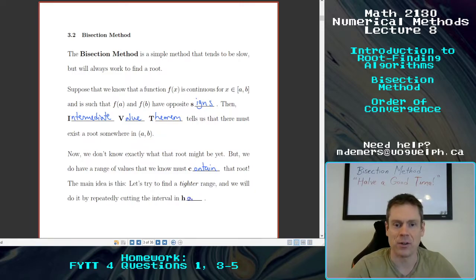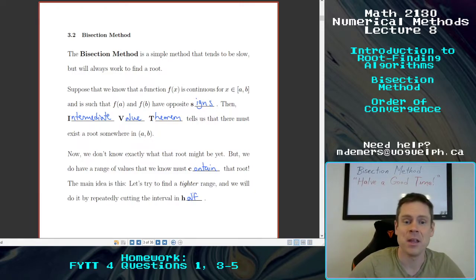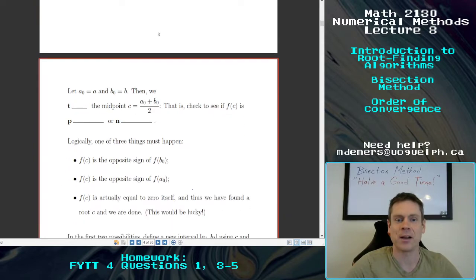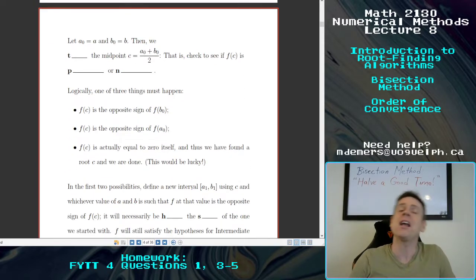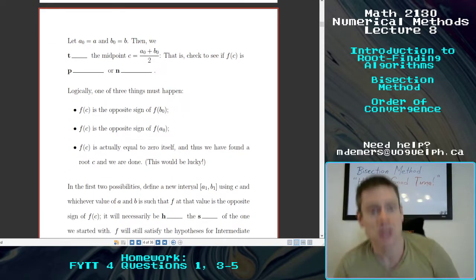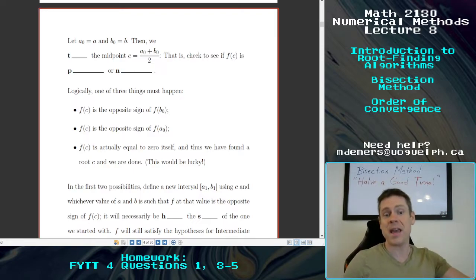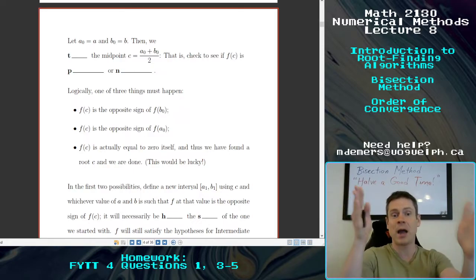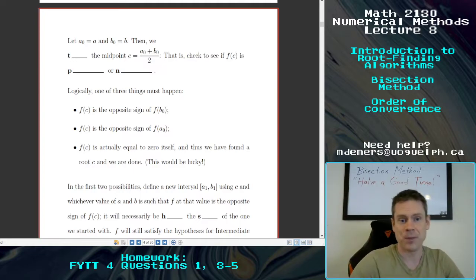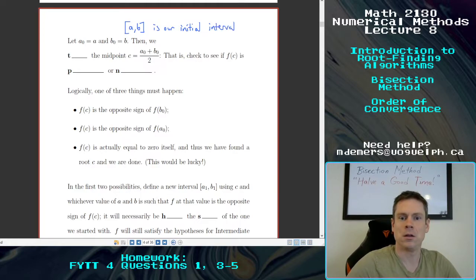Sorry, I can't find my cursor. Cut the interval in half. That's where the bisection aspect comes from. So let's think about what this means in terms of the math. We're going to let a0 be a and b0 be b. So we're at the ends of our first interval. Okay, so [a, b] is our initial interval that we're interested in. All right, interval number 1.